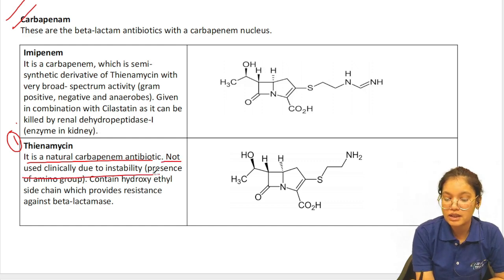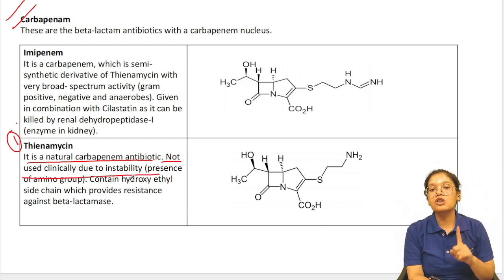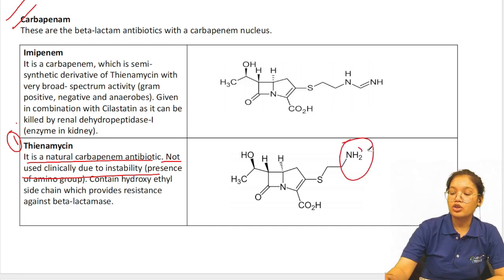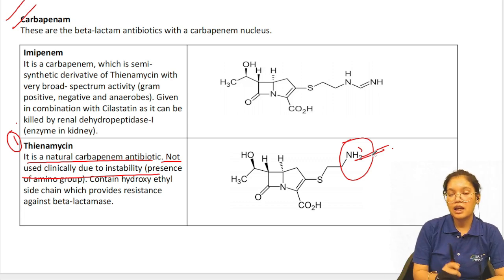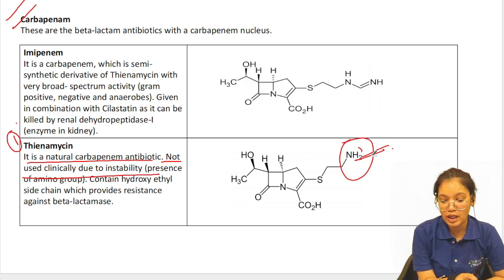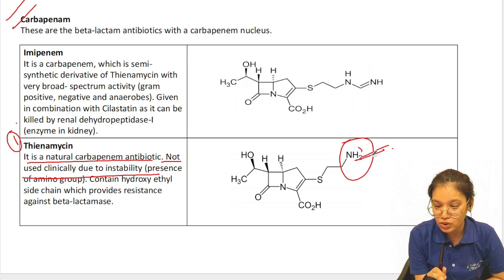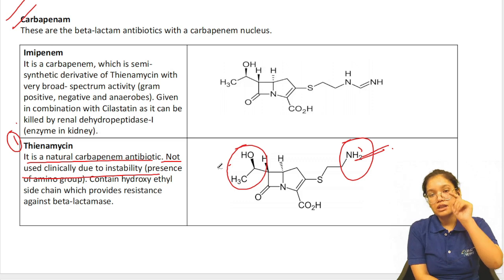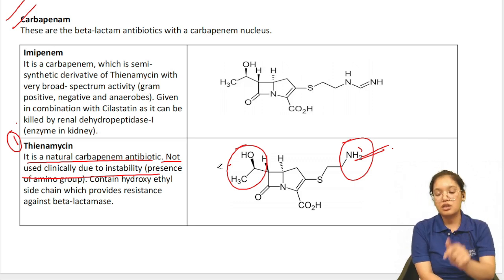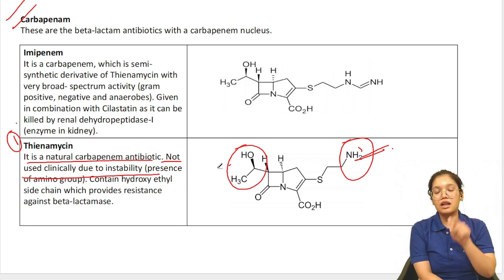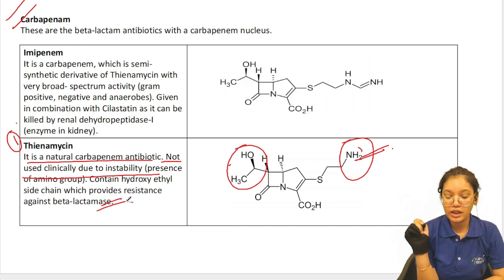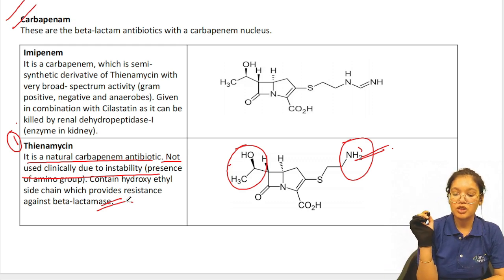It is unstable. Why is it unstable? Because of its structure. In its structure, it has a free NH2 group, and due to this NH2 group it has some instability. So it is not clinically used, and it contains a hydroxyethyl side chain. This hydroxyethyl side chain is responsible for its resistance against beta-lactamase.